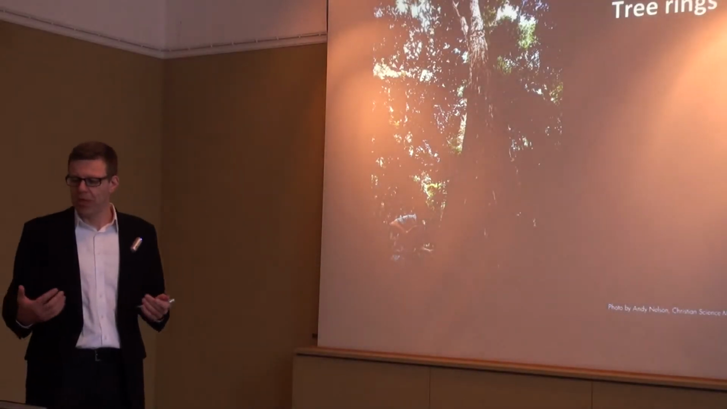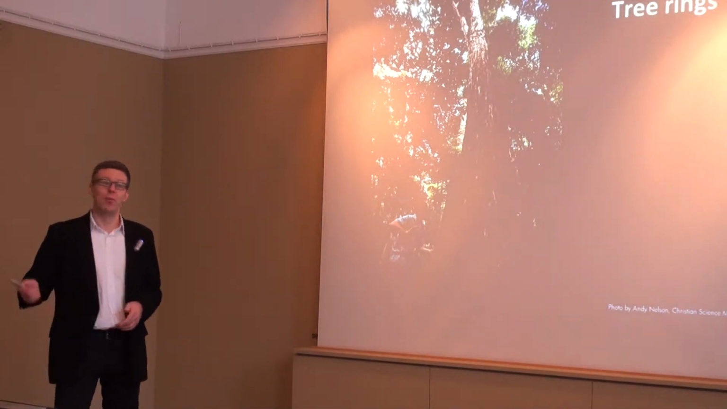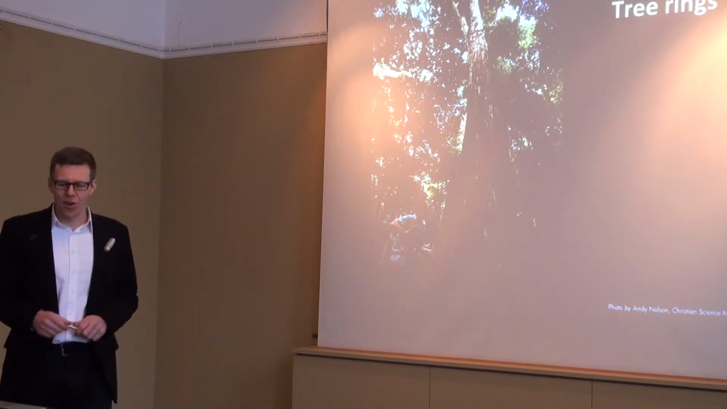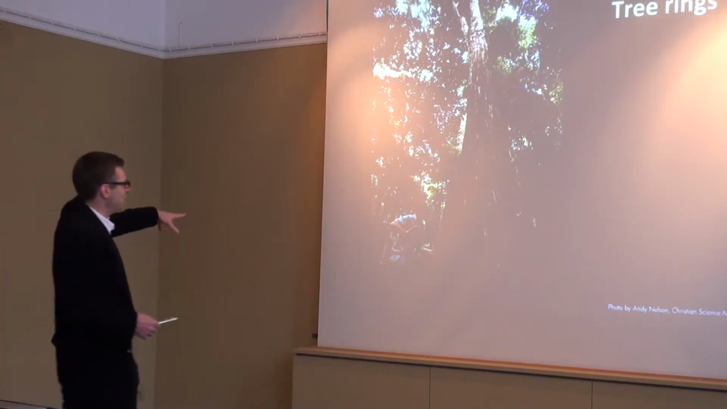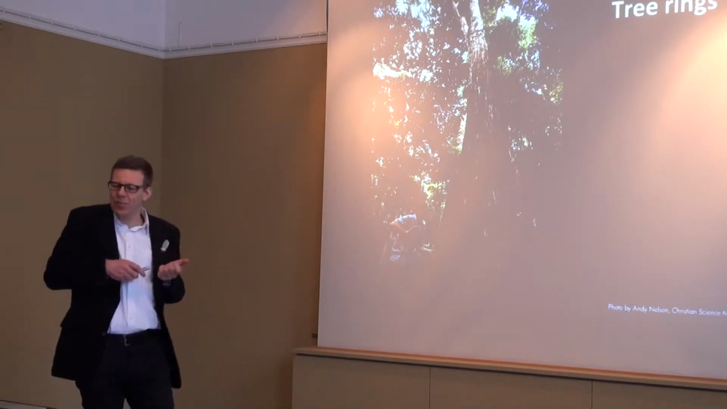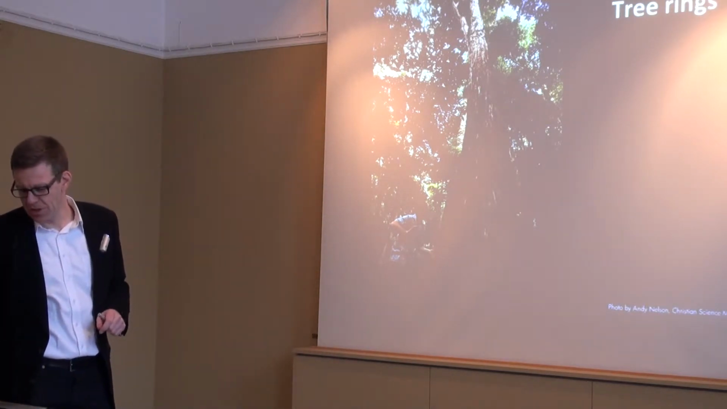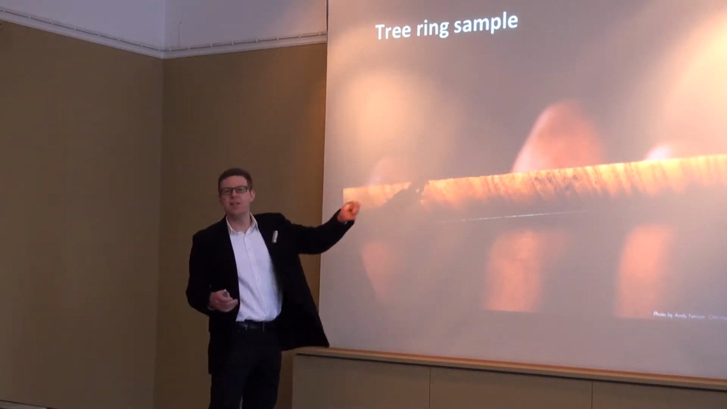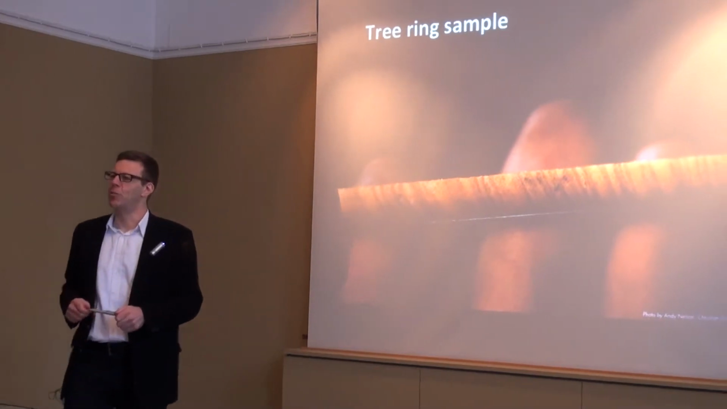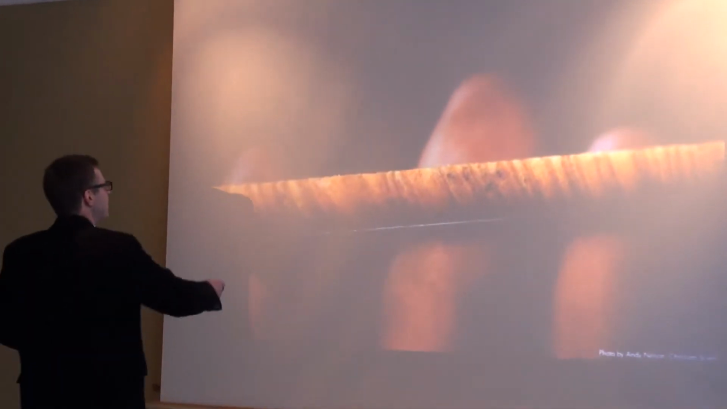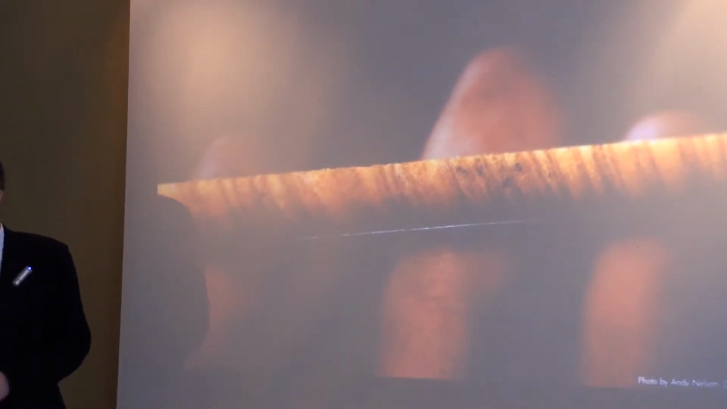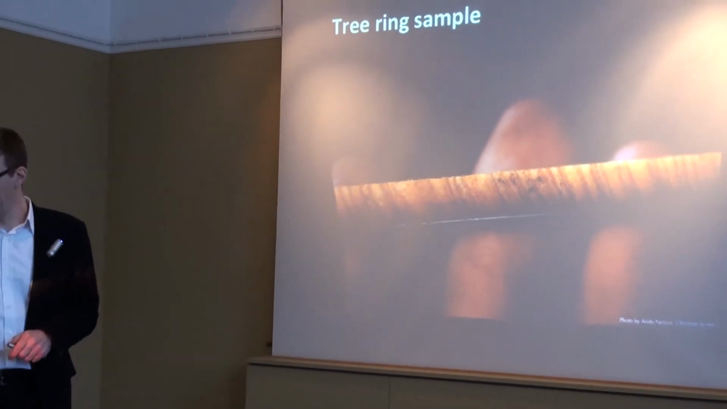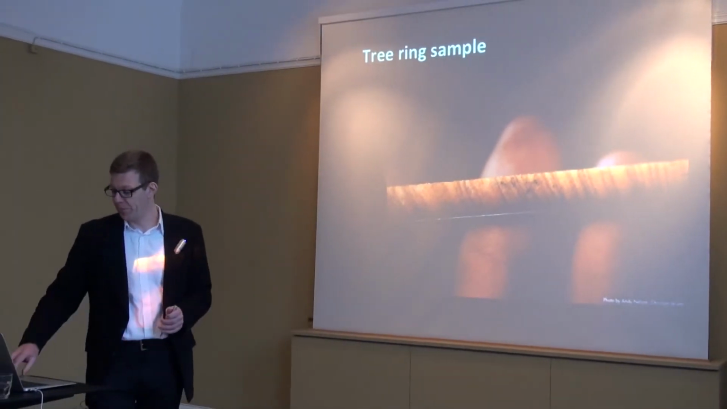So how do we do this in general? How do we get temperatures from times long past? Okay, not very good. Anyway, that's a tree. Someone is coring the trunk of the tree, and then getting a long thin wood sample that shows the tree rings. Probably you know that the tree rings grow thicker if conditions are favorable, and they're thinner if they are unfavorable.